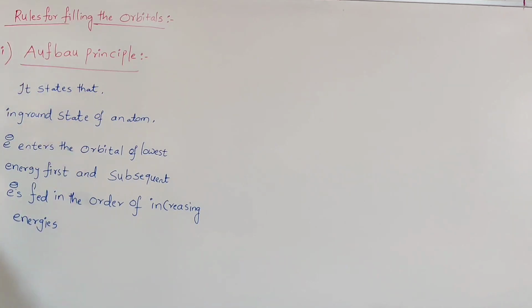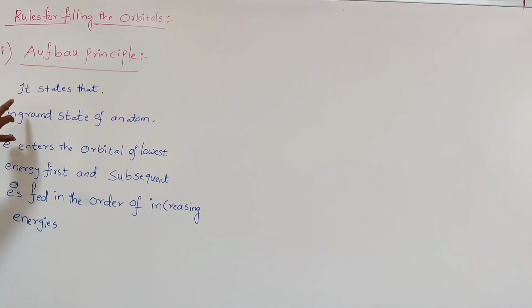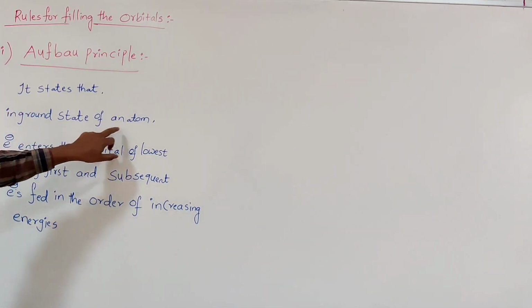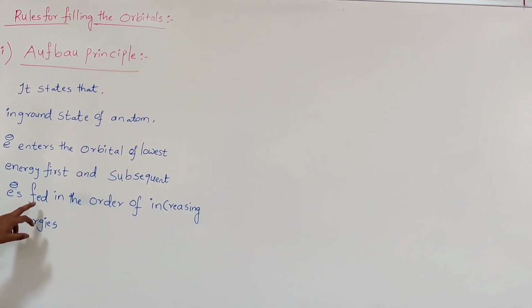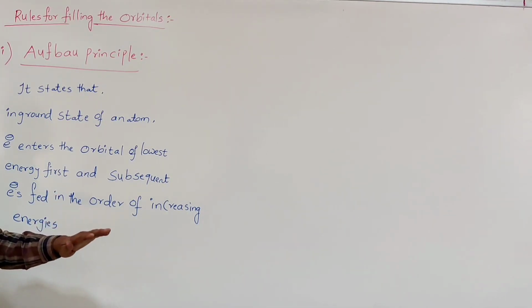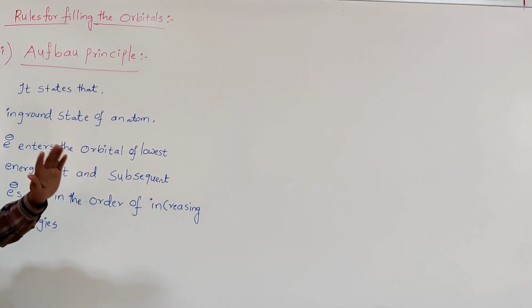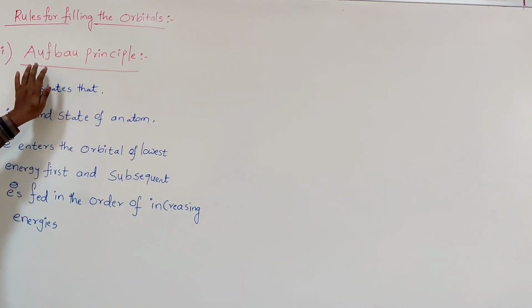The first is the Aufbau principle. What does the Aufbau principle state? It states that in the ground state of an atom, electrons enter the orbital of lowest energy. The first and subsequent electrons are fed in the order of increasing energies. Simply, the electron always first goes to the orbital with the lower energy. Then after filling that orbital, it goes to the next higher energy orbital. That is the Aufbau principle.